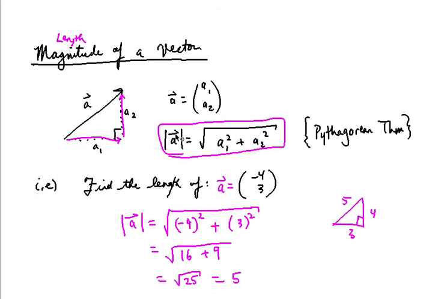Okay, and that makes sense because that would be a 3, 4, 5 triangle, right? So you should probably be very familiar with that. All right. Okay, so that's it for this video. Now we know how to do all of the operations with vectors that are in component form.